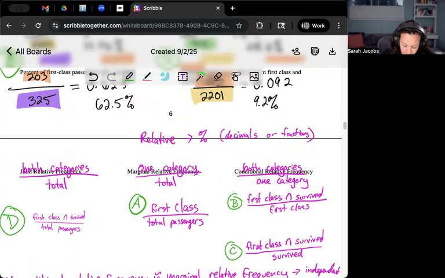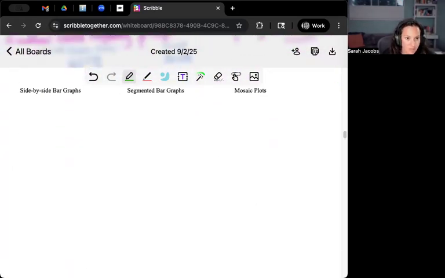So let's make some bar graphs. For this side-by-side bar graph, I think what I'm going to do is put, do I want to do it by class or survival status? It kind of doesn't matter.